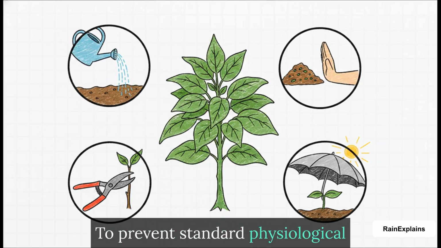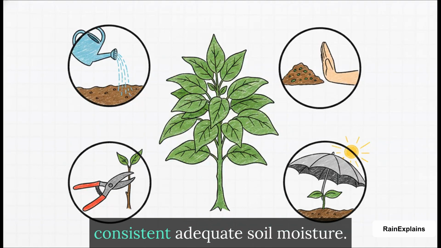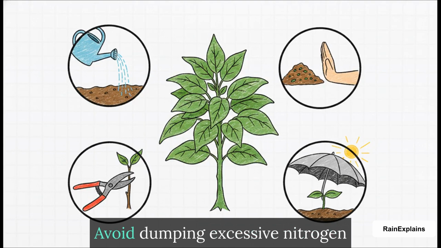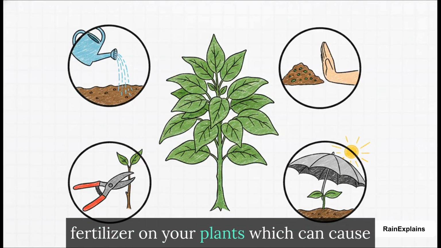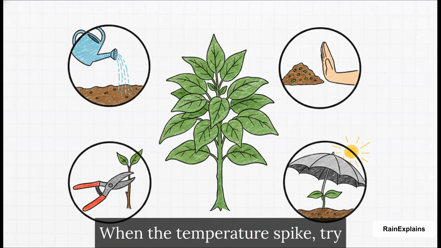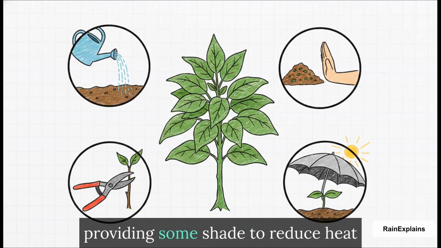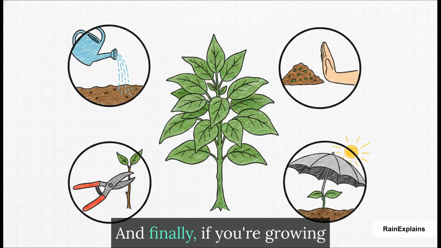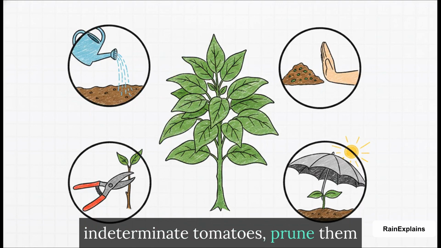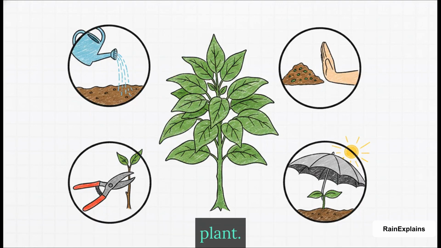To prevent standard physiological leaf roll, make sure you maintain consistent, adequate soil moisture. Avoid dumping excessive nitrogen fertilizer on your plants, which can cause totally erratic growth. When the temperatures spike, try providing some shade to reduce heat stress. And finally, if you're growing indeterminate tomatoes, prune them conservatively so you don't shock the plant.